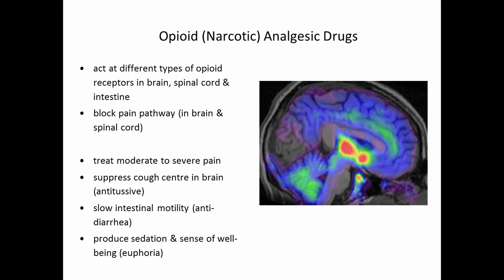We also use it to suppress cough, so they bind to opioid receptors in our cough center in the brain. We talked about how they slow intestinal motility, which can be a side effect, or in the case of a drug like loperamide, it actually can be used to treat diarrhea. The other thing is that because there's a large concentration of opioid receptors in our limbic system, which is our emotional center, a number of these drugs that bind onto these specific receptors create a sense of well-being and euphoria, and that's why these drugs are often abused.